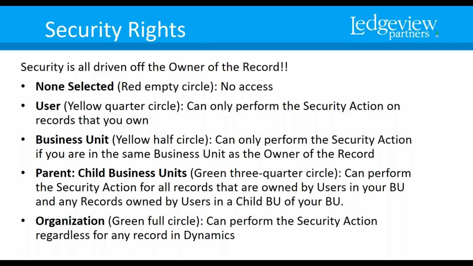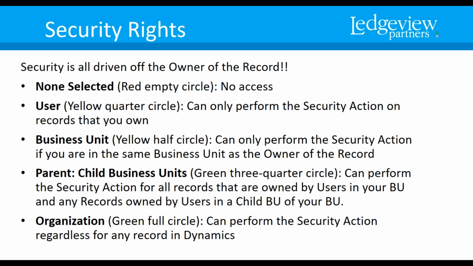I can edit my record and her record. She can only edit her record. She cannot edit mine because I'm in the parent. She can't look up to mine and edit mine, but I can go down to the child business unit that she is in and edit hers. So as you can see, that one starts to get a little bit confusing. That one's represented by a green three-quarter circle.